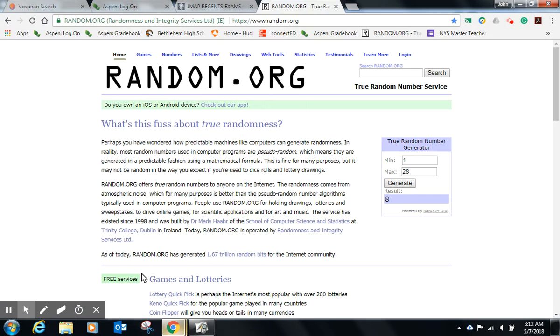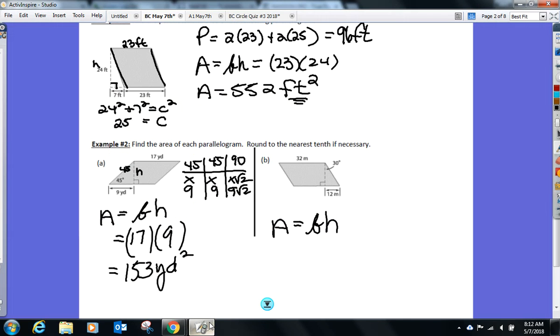What's the 32 represent in the diagram? What's the 32 represent? Base, okay. So everyone ready to find the height? 30-60-90 triangle.